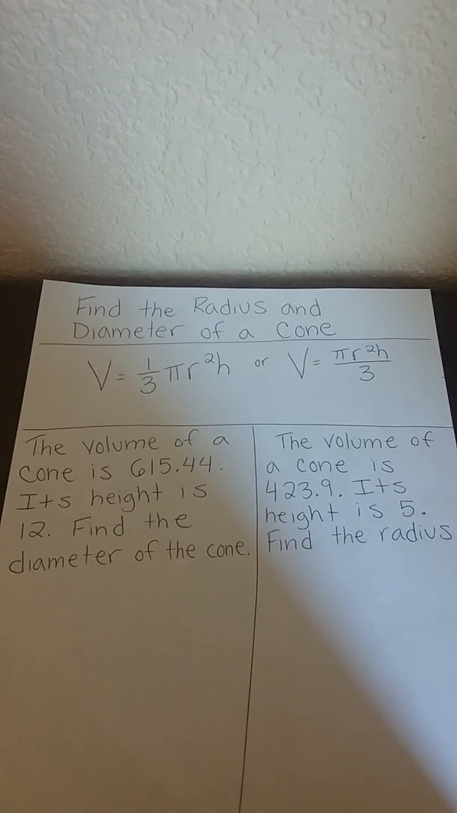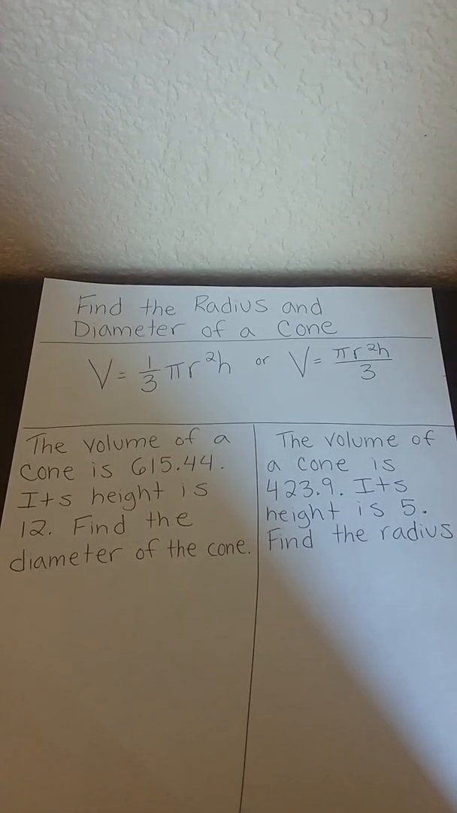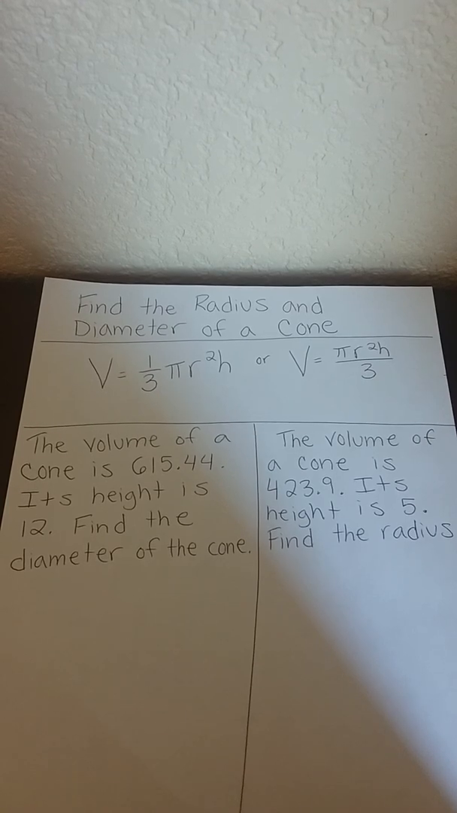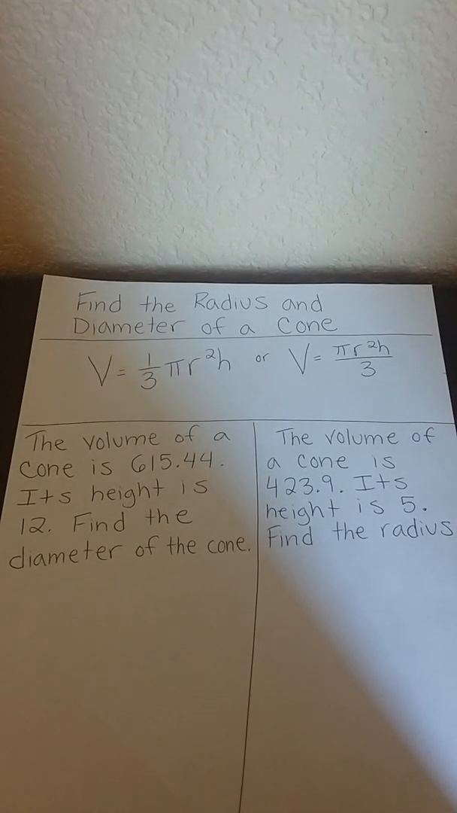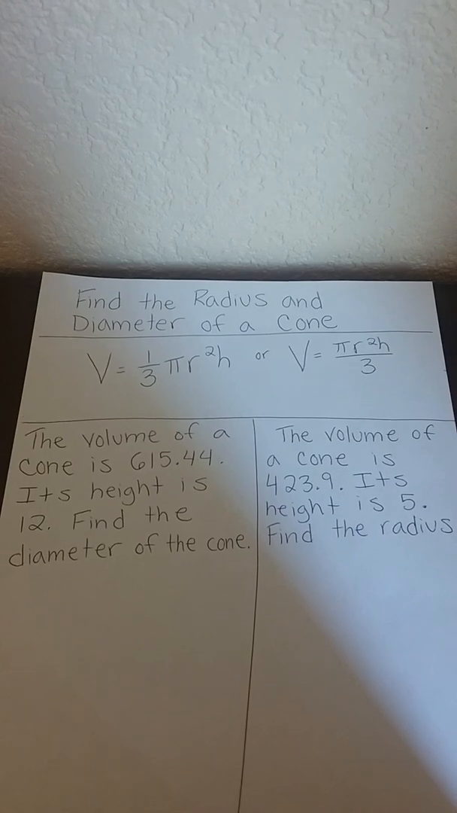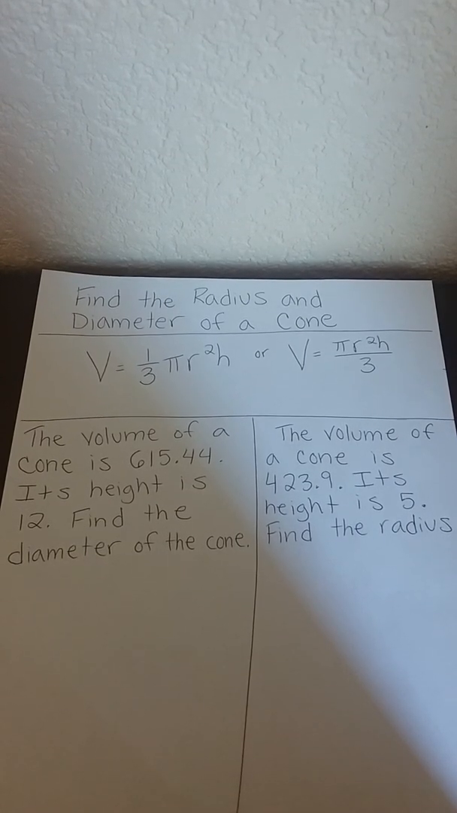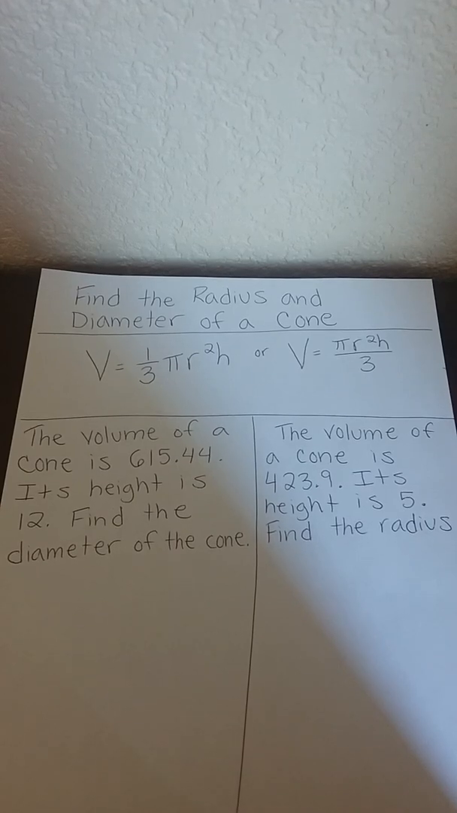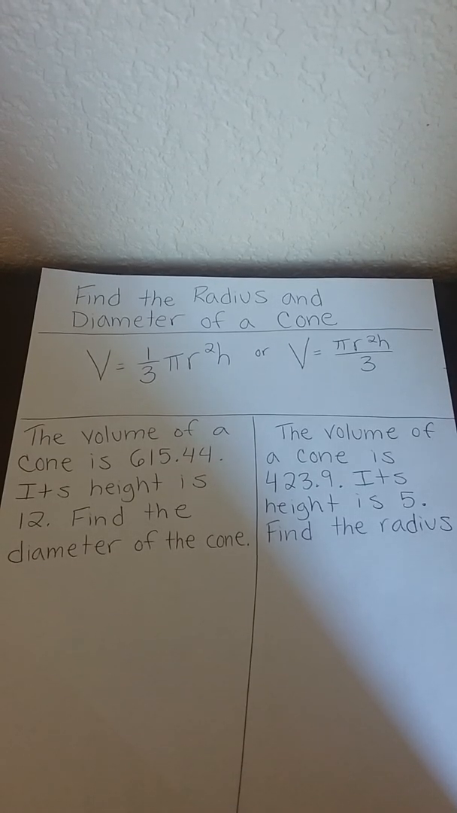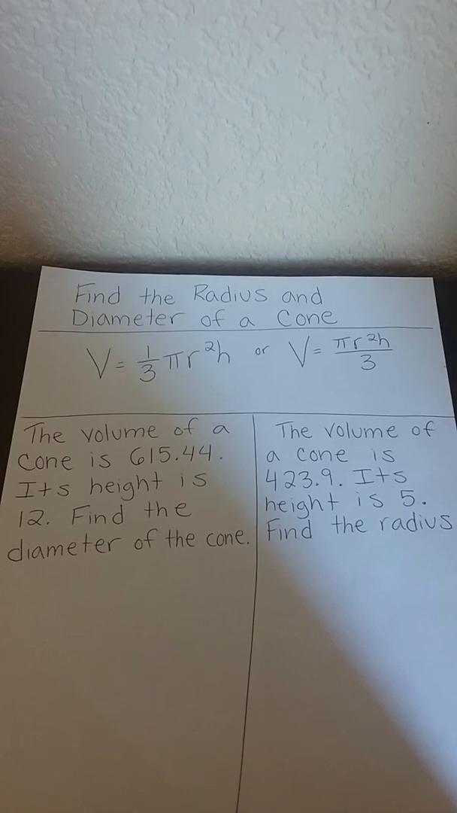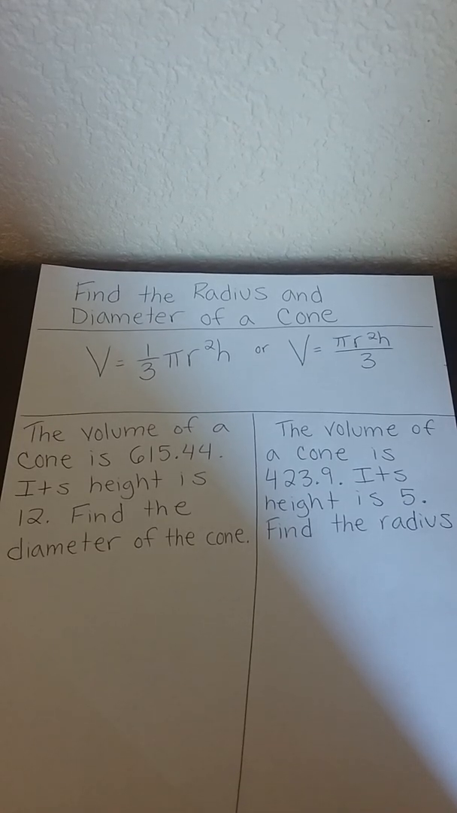Hello! Today's learning goal is to find the radius and diameter of a cone. For today's learning goal, we are using the same formula that we've been using all week. Volume equals 1/3 pi r squared height, or volume equals pi r squared h over 3, depending on if your calculator can do fractions or not.